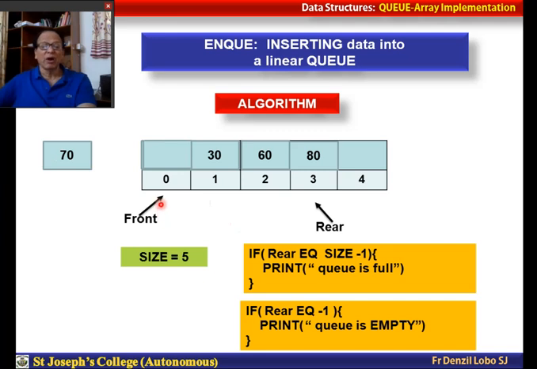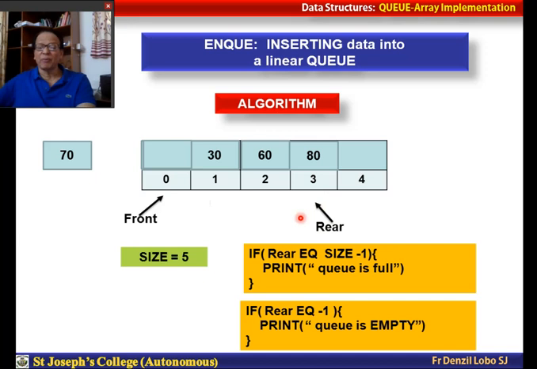Therefore, now what do I do? Of course, one thing is I can increment the value of front to 1. Then if I delete 60, I can increment it again. But it is not a good way of doing, because in one case, the front and rear will be pointing to 80, and then you will say the queue is full. Queue is full. It is not true.